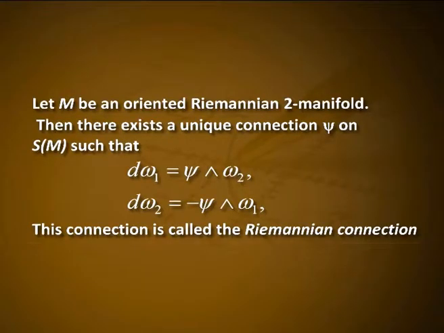Theorem statement: let M be an oriented Riemannian 2-manifold, then there exists a unique connection ψ on S(M) such that dω1 is equal to ψ wedge ω2 and dω2 is equal to minus ψ wedge ω1. This connection is called the Riemannian connection.